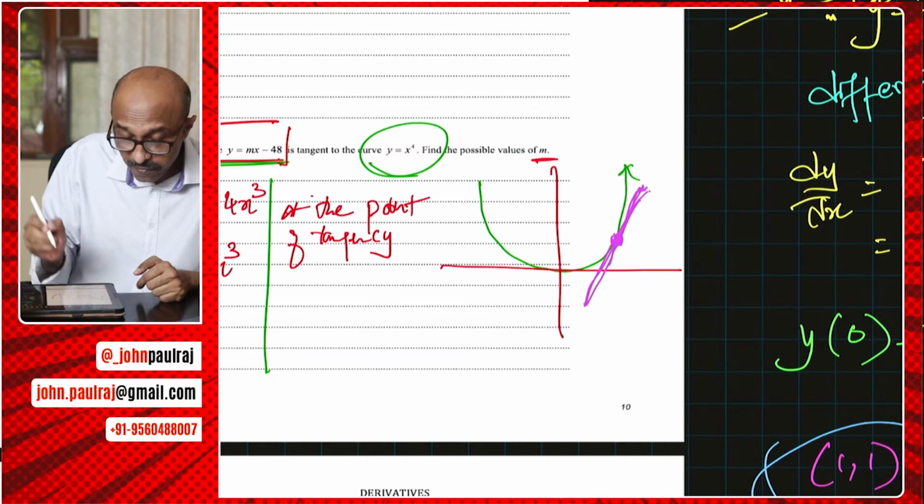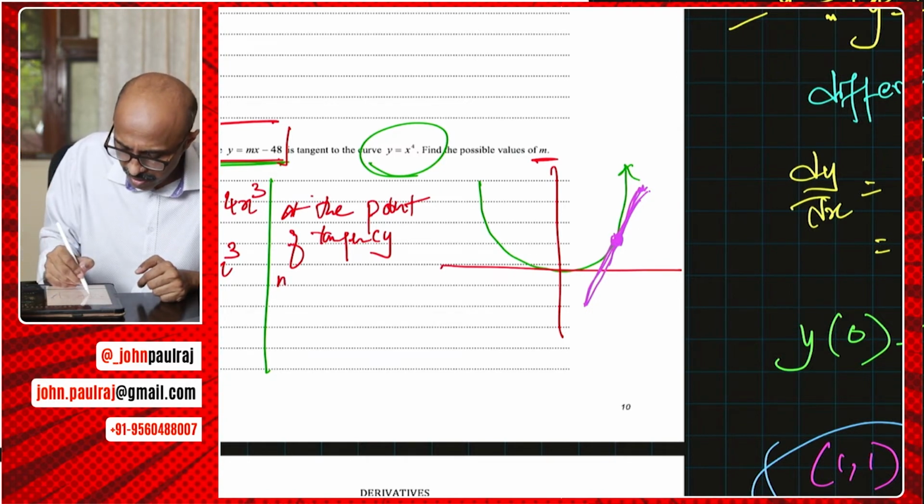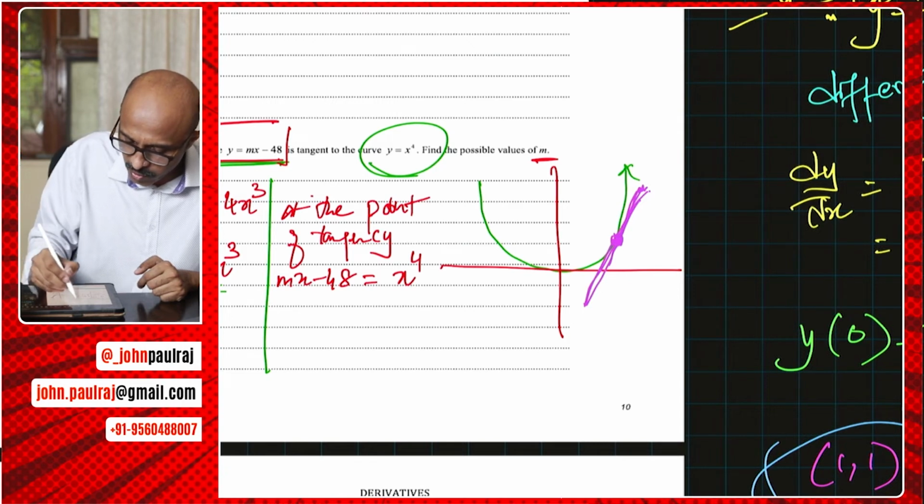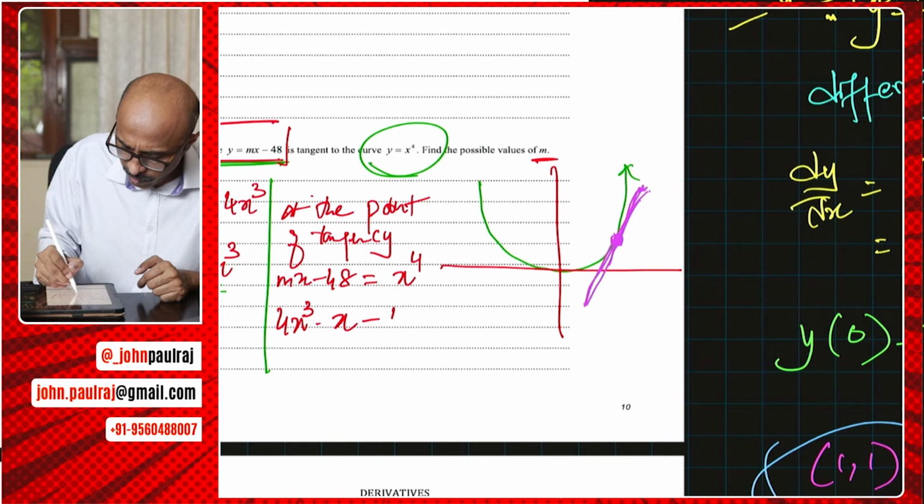the y value of the tangent line, which is mx minus 48, should be equal to the y value of the curve, which is just x to the power of 4. Clear how we got this idea? All right. Now m, we have from this expression out here, m is equal to 4x cubed. Let's use that. So it's basically 4x cubed times x minus 48 should be equal to x to the power of 4.